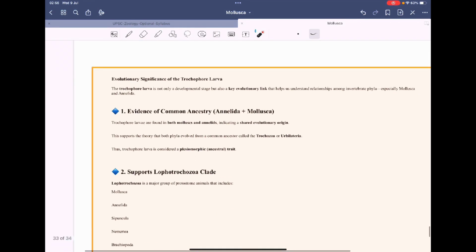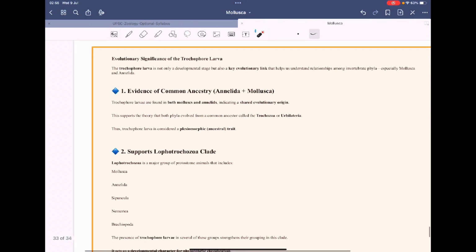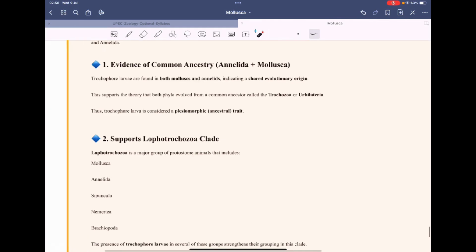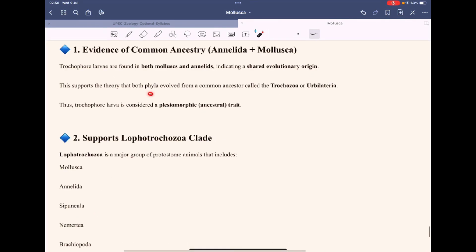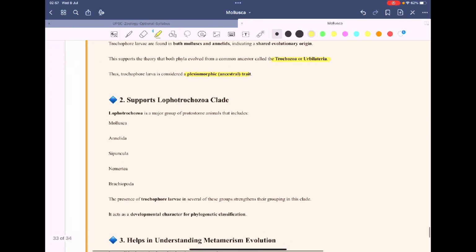So the evolutionary significance of the trochophore larva is that it acts as a connecting link between the Annelida and Mollusca, and they have a shared evolutionary origin. They both support that the phyla have evolved from a common ancestor, and this common ancestor was called Trochozoa or Urbilateria. The trochophore larva is considered as the plesiomorphic ancestral trait. So it supports the Lophotrochozoa clade.